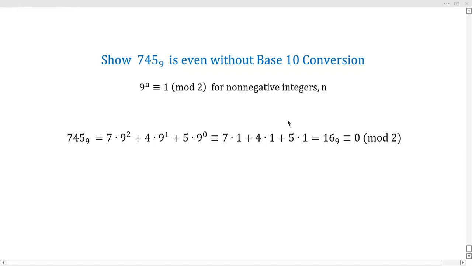Hey, there are tons of divisibility tests in base 10. I thought I'd show you one in base 9. Now, the task here is to show that 745, the digits 745 in base 9, is even without doing any base 10 conversions. Now, we start out just by writing down a pretty believable congruence.